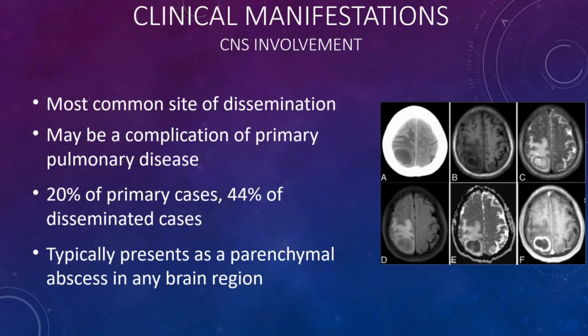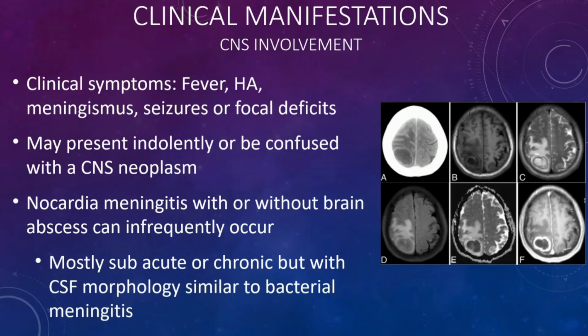So as we've seen, CNS disease is the most common site of dissemination. Spread from a pulmonary site is common. CNS involvement, however, can be primary in about 20% of cases. About 44% of disseminated cases involve CNS disease. And you can have single lesions or you can have multiple lesions, reflecting the fact that this is a disseminated infection. It typically resembles a brain abscess with ring-enhancing features and a lot of surrounding inflammation. Symptoms of CNS involvement can include headache or meningismus. Patients can also present with seizures.